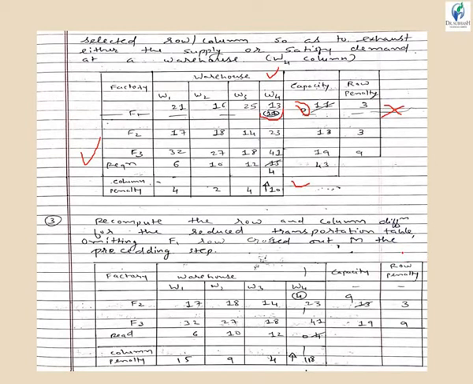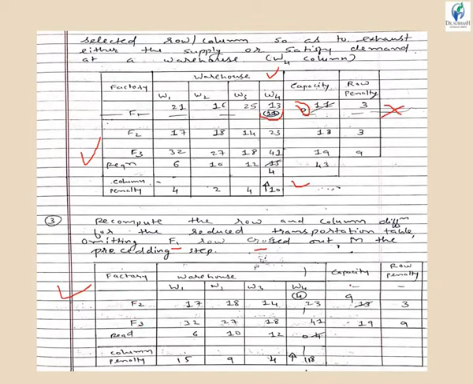That is our reduced table, in which the F1 row will be omitted. Remaining things will remain as they are. And again we will have to calculate the row penalty and column penalty that we had seen in our first step. The same procedure will be followed. So recompute the row and column differences for the reduced transportation matrix, omitting the F1 row.